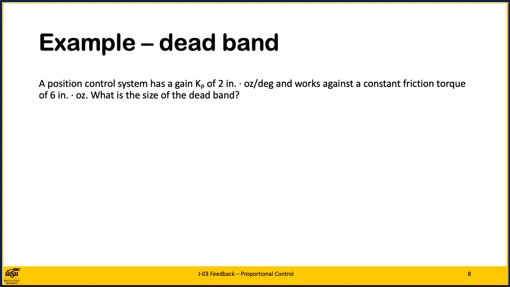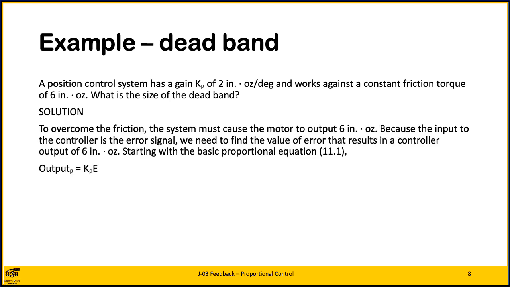Let's look at an example of deadband. A position control system has a proportional gain of 2 inch-ounces per degree and works against a constant friction torque of 6 inch-ounces. What is the size of the deadband? The solution: to overcome the friction, the system must cause the motor to output 6 inch-ounces. Because the input to the controller is the error signal, we need to find the value of error that results in a controller output of 6 inch-ounces.